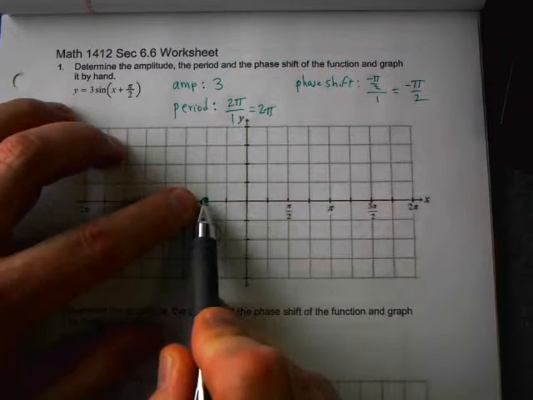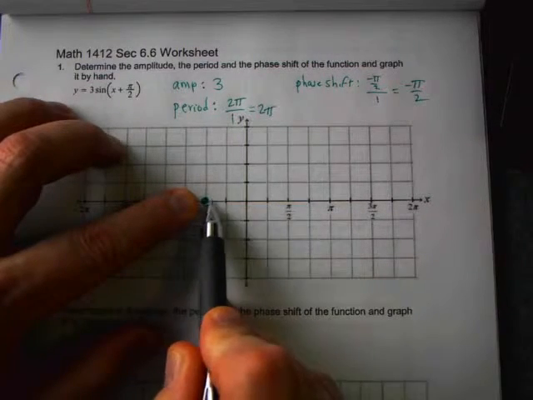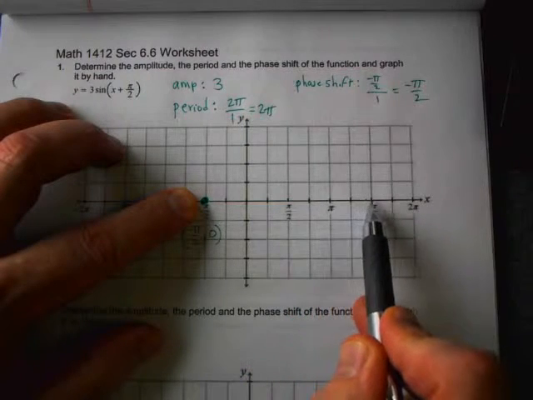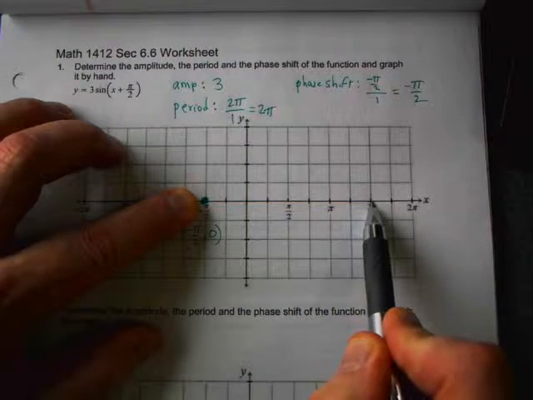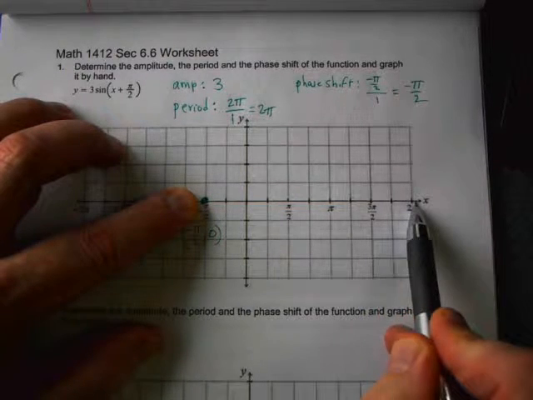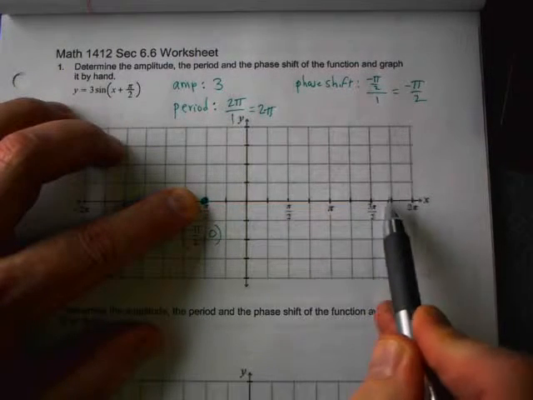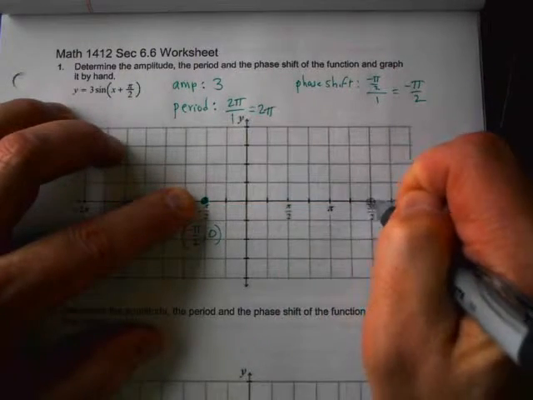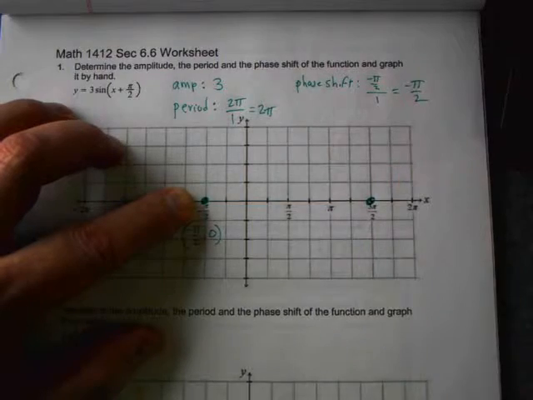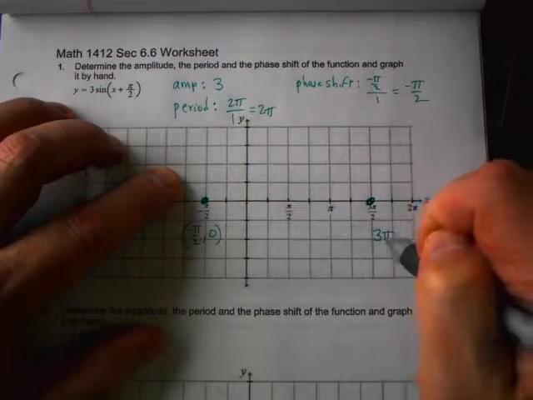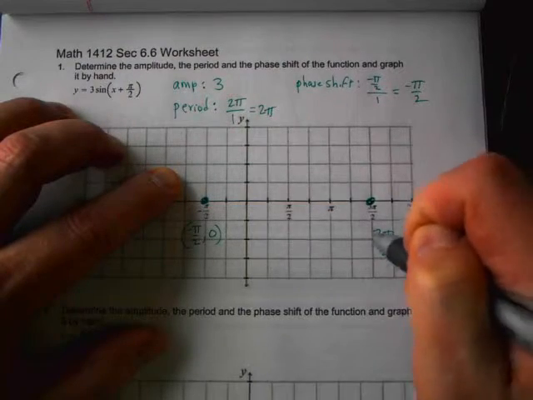So if I'm starting at minus pi over 2, and I'm going over 2 pi, where do I stop? 3 pi over 2. Why 3 pi over 2? Because normally it would end at pi over 2, but I'm phase shifting over a minus pi over 2. So this is where it's going to stop. So there's my second key point. It's going to stop at 3 pi over 2, comma 0.